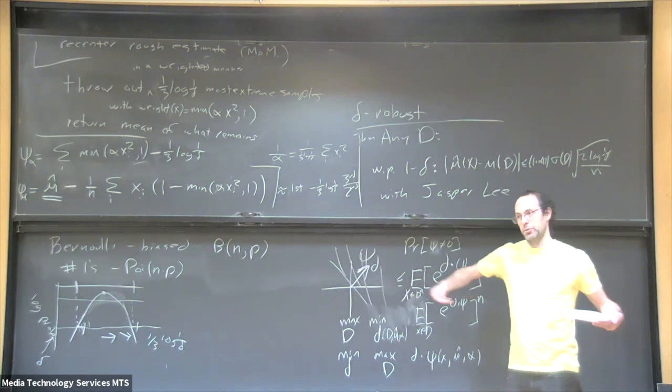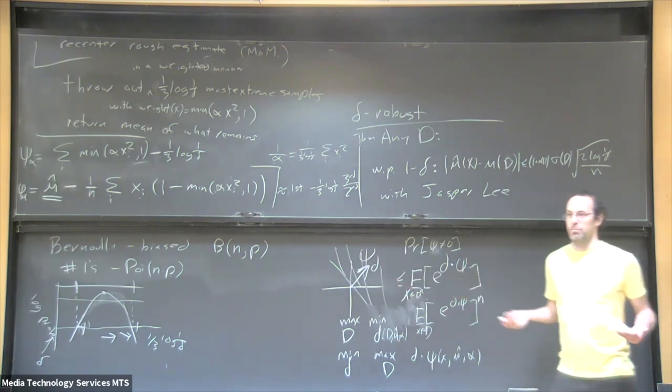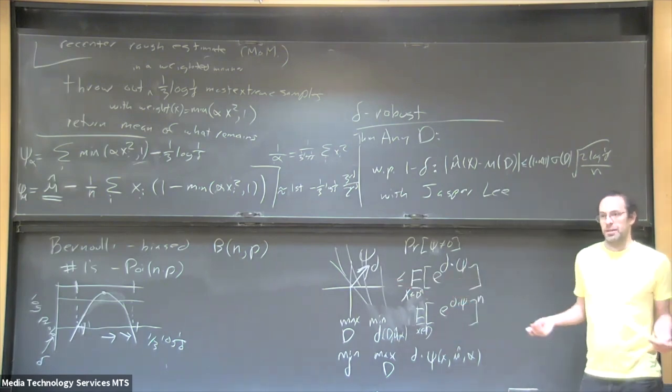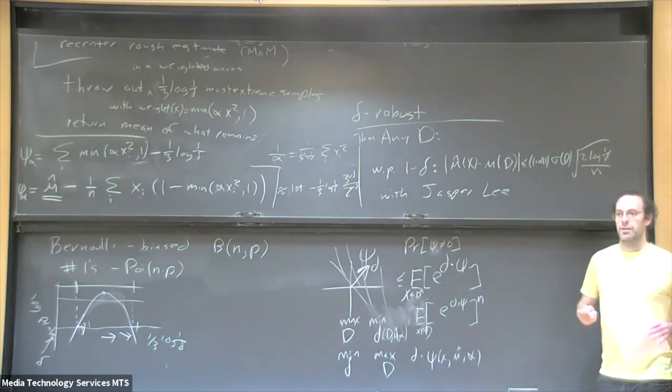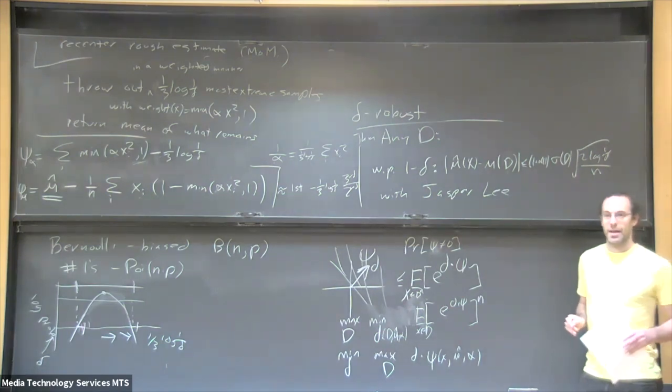In this case, the union bound over all the mu's and alphas. But Chernoff bounds means that you can at least start and get something really tight for that. So that's what I wanted to say about this.